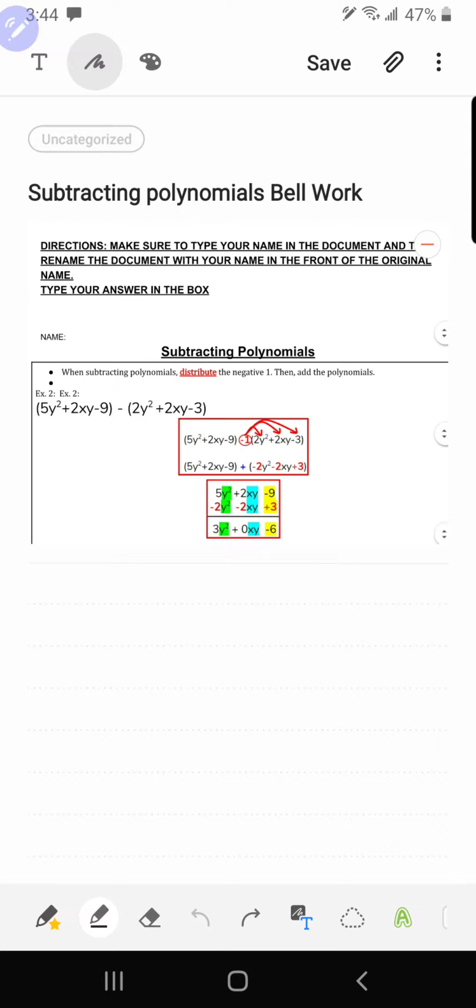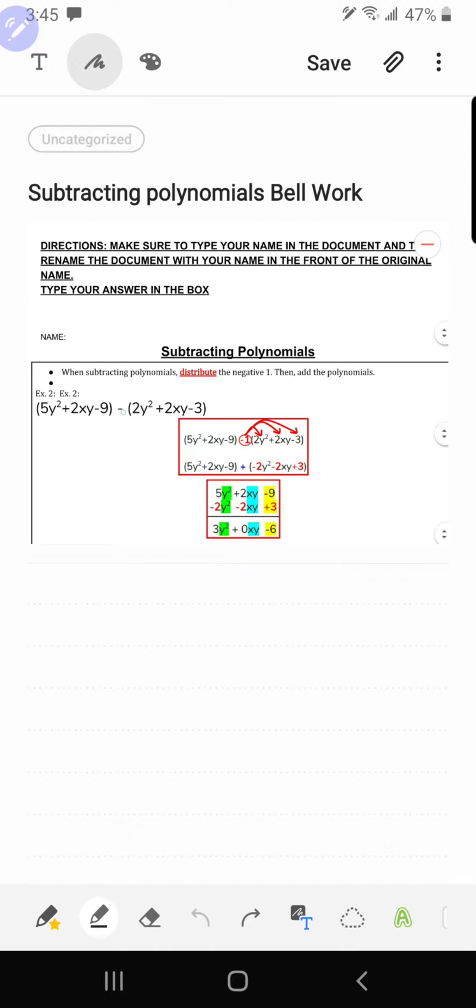Hello, so today we're going to be subtracting polynomials. In subtracting polynomials, the difference between subtracting and adding is that when we add, we combine like terms. However, when subtracting, you can't just subtract like normal. You're subtracting the second set of polynomials from the first set of polynomials.